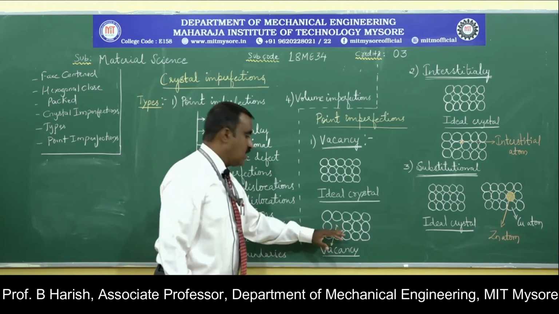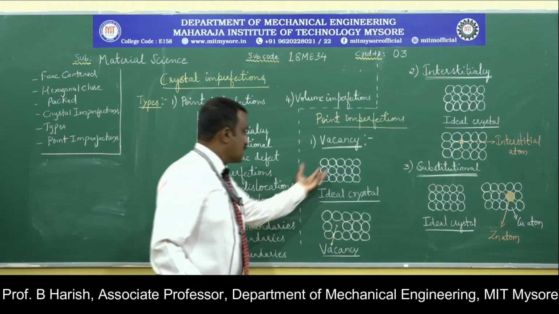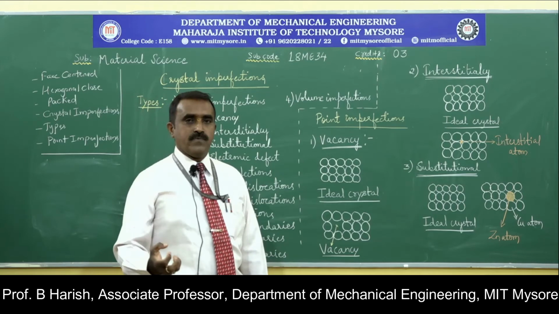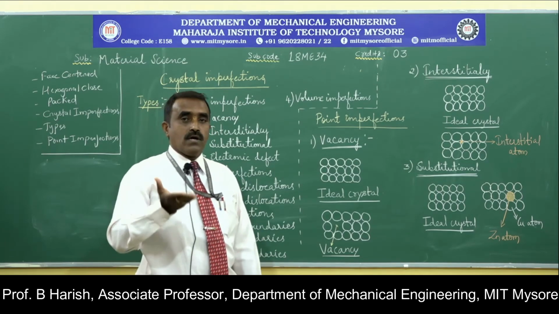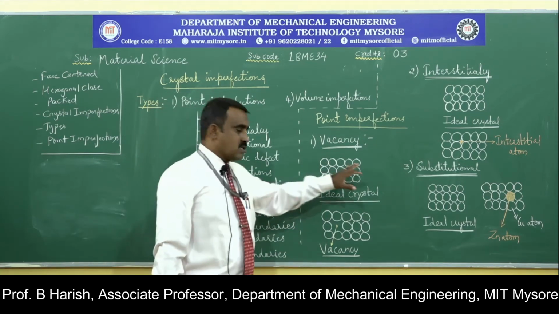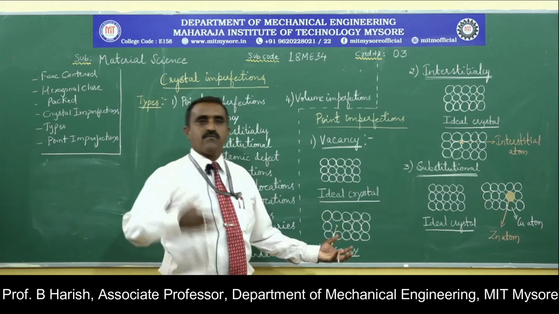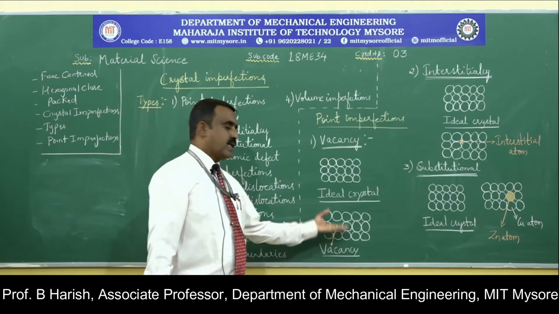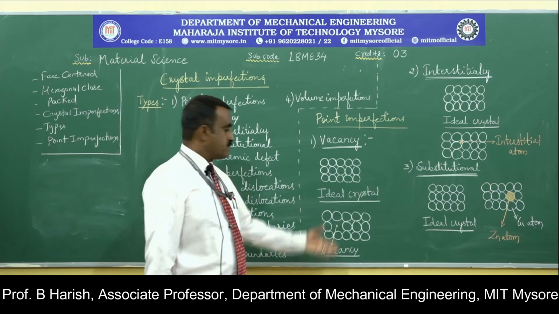So why does this atom come out? When you heat a metal, each individual atom will have a different energy level. We will have weak atoms and strong atoms. As we go on heating a metal and the temperature rises, the strong atoms will not move out. A weak atom jumps out from its original position. When it jumps out, a vacant spot is created. That is called a vacancy point imperfection.